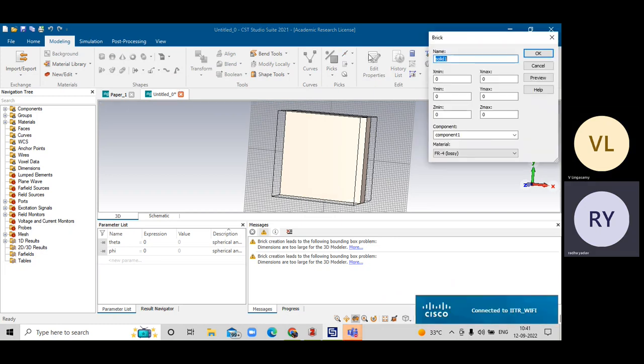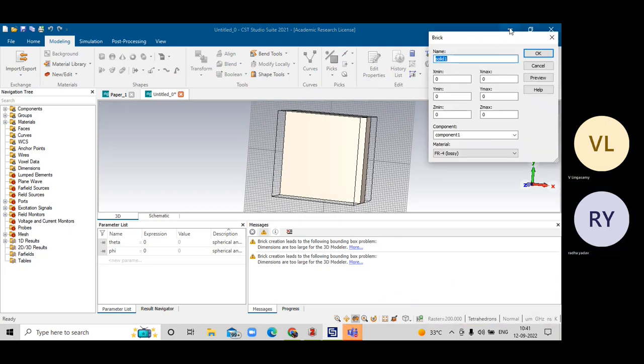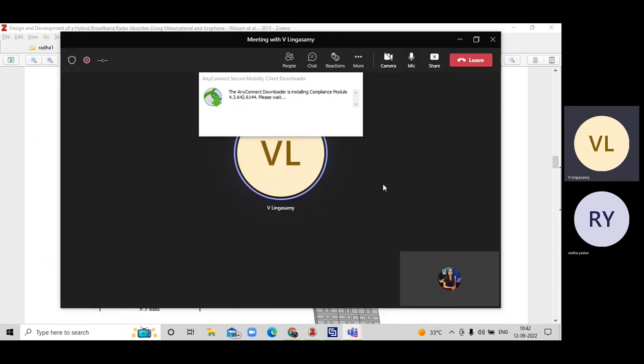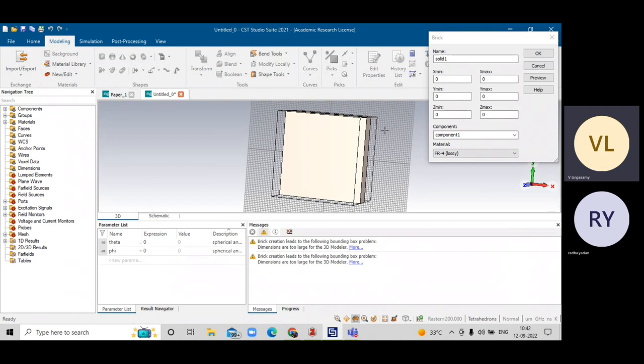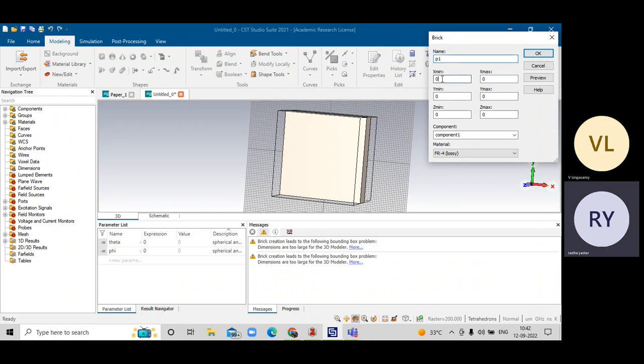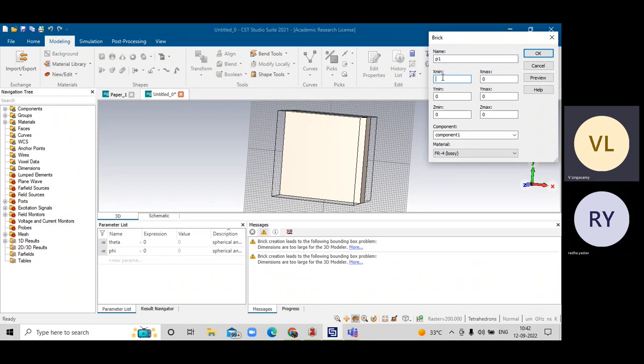So like Workbench. Yeah, here it is very easy. You can just design one patch and then do the transform. You can put patch one, P1, like that. So here, the dimension is 3 mm, 3000, right? Okay, one second.